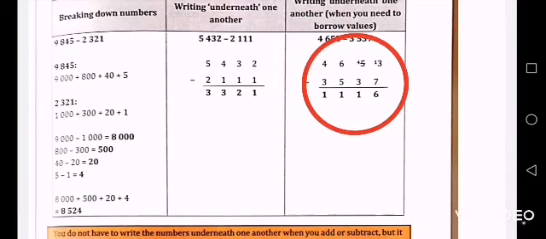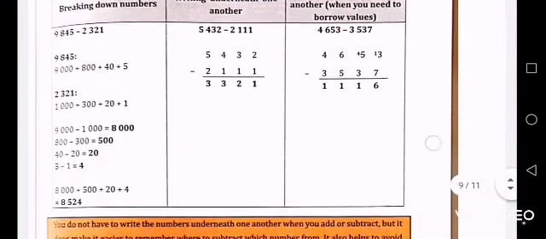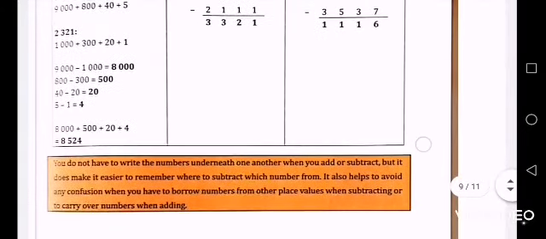You need to go and borrow from the tens. So you'll cross out the 5 and make a 4 because there's 40 left. And the 10 that you borrowed, you write by the 3. So now it's 13 take away 7 gives you 6. 4 take away 3 is 1. 6 take away 5 is 1, and 4 take away 3 is 1.